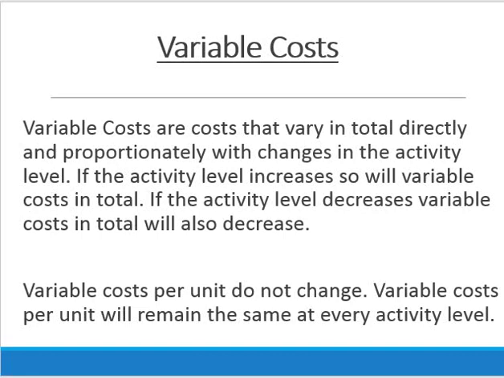Variable costs are going to vary in total directly and proportionately with changes in the activity level. If the activity level increases, so will variable costs in total. If the activity level decreases, variable costs will also decrease. Variable costs, however, per unit are completely different. So variable costs will not change per unit. Variable costs will remain the same at every activity level.